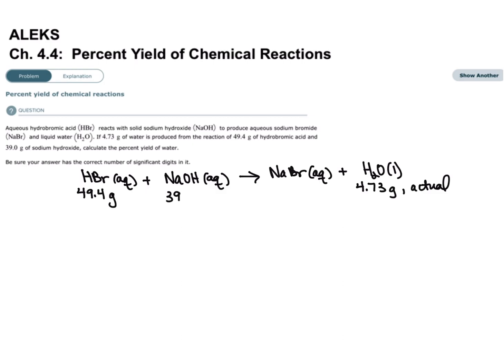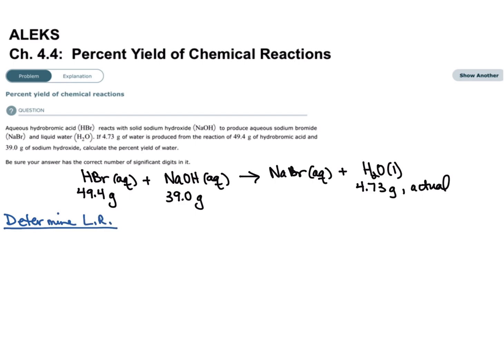and 39.0 grams of sodium hydroxide. So I have a balanced chemical equation, I have my given numbers, I need to know which reactant to use. When they give me information on more than one reactant, I have to first determine the limiting reactant to figure out which reactant I'm going to start converting. So the first thing I want to do is determine my limiting reactant.